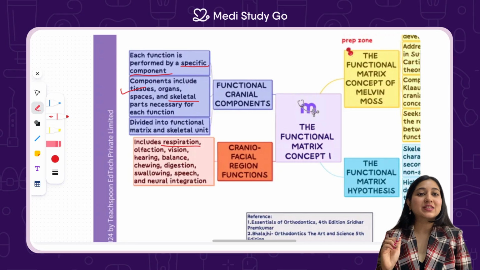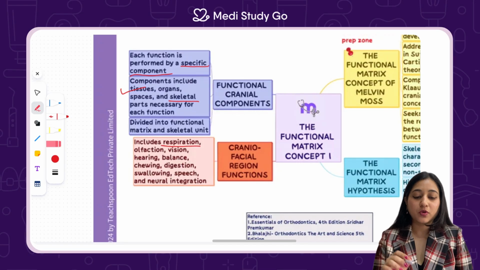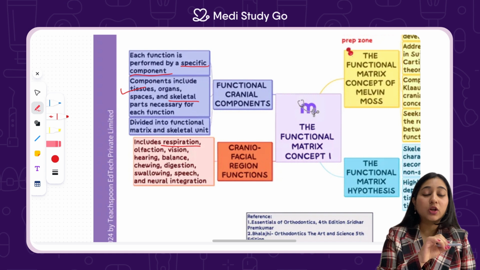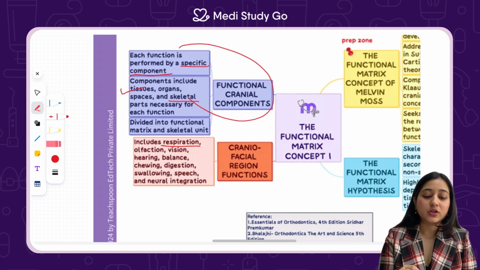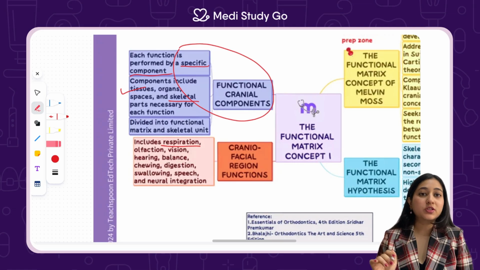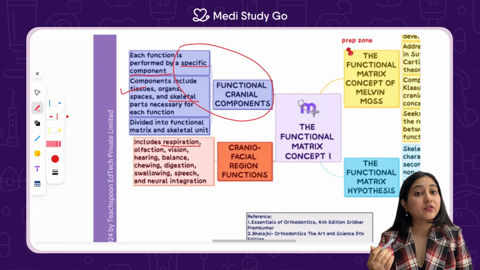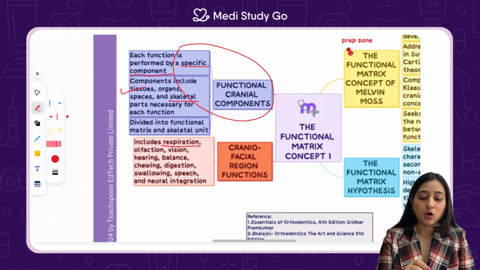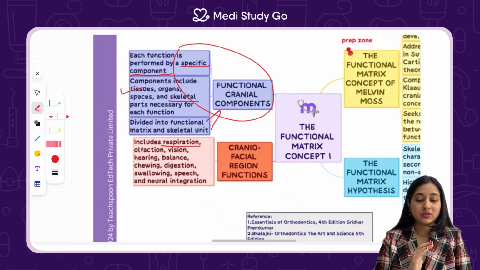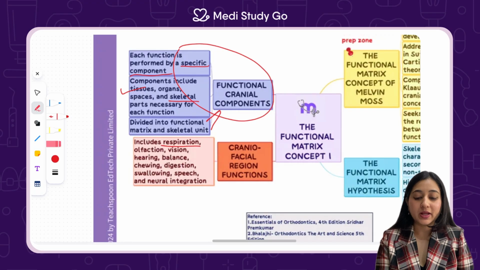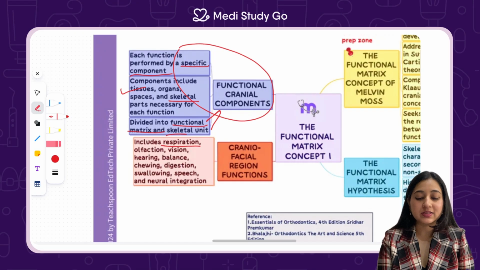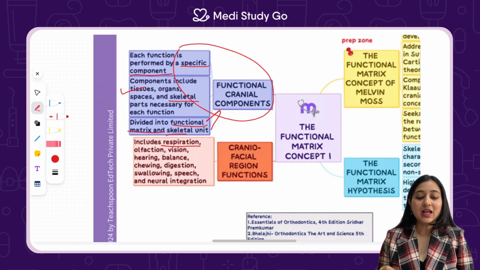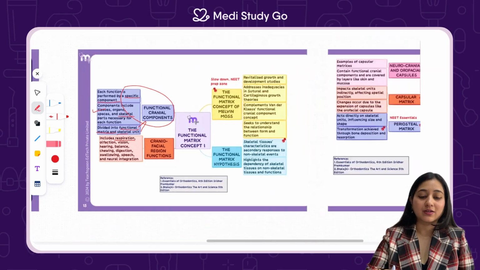So all of these different parts come together to perform the particular function that we attribute to one functional cranial component. All of the tissues working together performing one function comprise the functional cranial component. Now, the functional cranial component is divided into two parts. One is the functional matrix and the second is the skeletal unit. Now, let's see what these parts are.